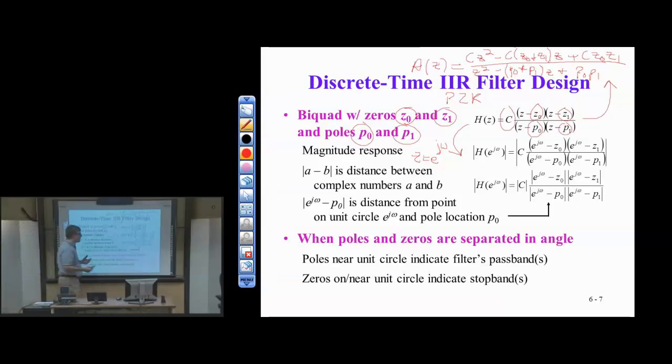And a few things about magnitudes: if I take the magnitude of A times B, this is the magnitude of A times the magnitude of B.